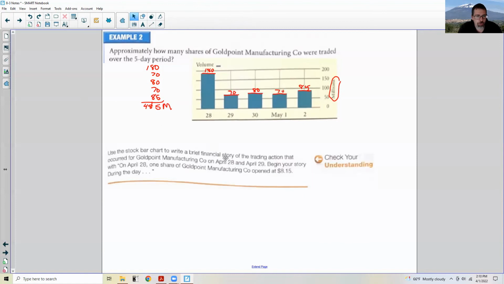Okay, so now let's see. Use the stock bar chart to write a brief financial story of the trading action that occurred on Gold Point Manufacturing Company on April 28th and April 29th. Begin your story with, on April 28th, 1 share of Gold Point Manufacturing Company opened at $8.15. During the day, continued, to be continued.